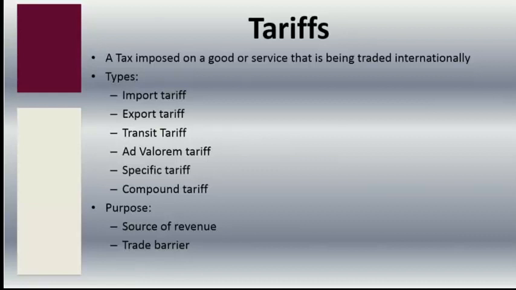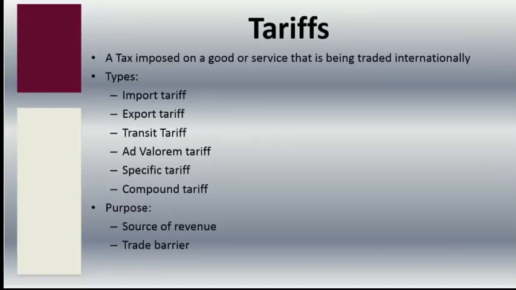That's pretty much just a revenue raiser if you think about it. Because you're not buying it anyway. It's not a trade barrier. It's a revenue raiser. Ad valorem tariffs, that can be you add value to something because of what it is. The more expensive, the more you pay, things of this nature.